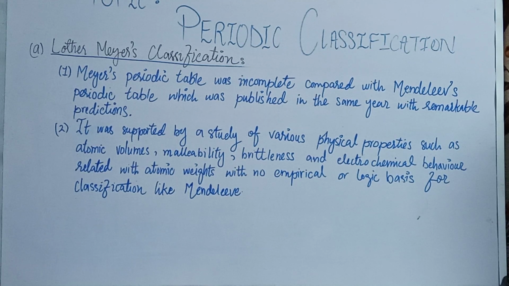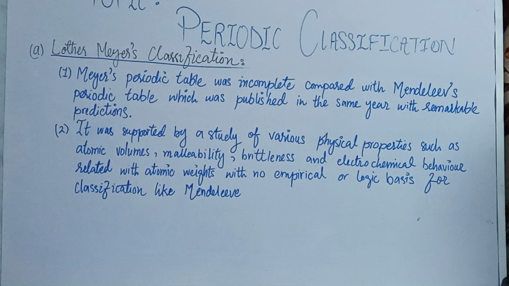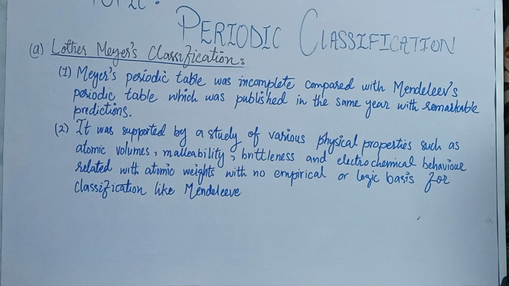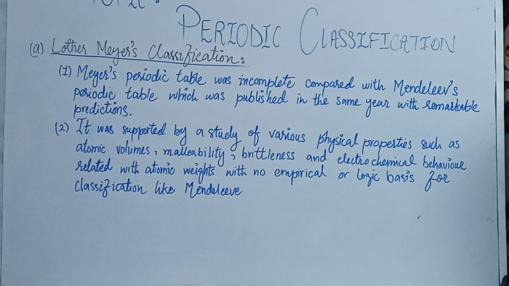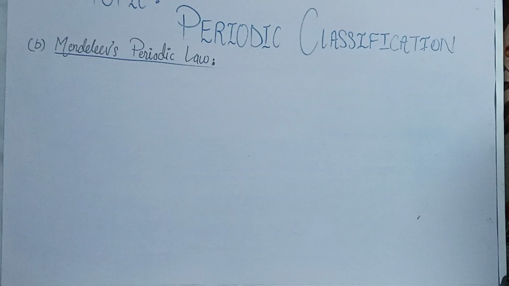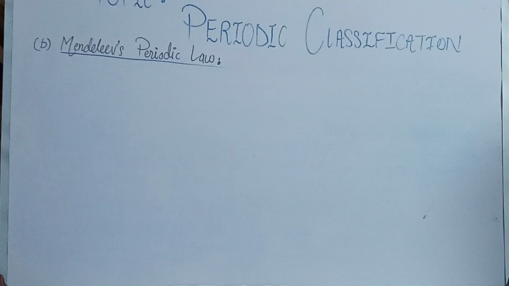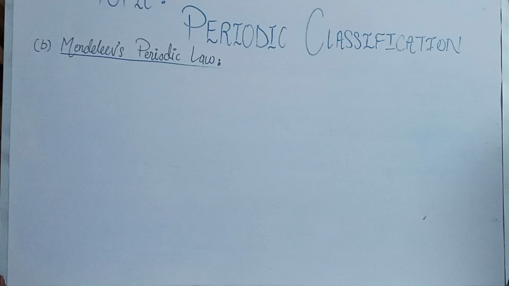Now I am moving forward to Mendeleev's periodic table and Mendeleev's periodic law. In the year 1869, Mendeleev, mainly on the basis of physical and chemical properties, discovered empirically a law known as periodic law, which he stated as: the properties of the elements are a periodic function of their atomic weights. This is a simple and basic statement of this law.